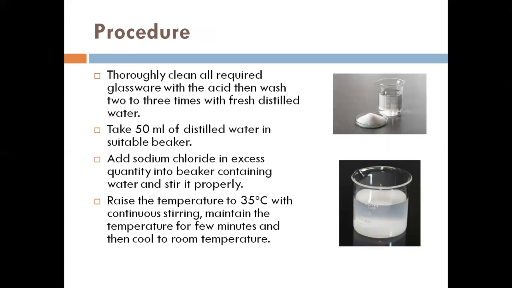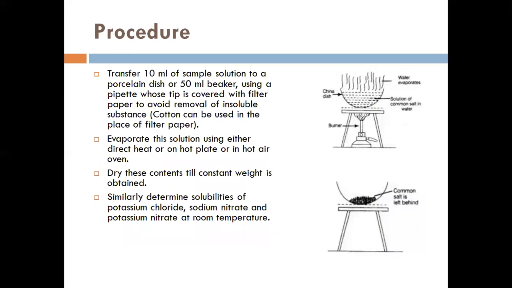Add sodium chloride in excess quantity into the beaker containing water and stir it properly. Raise the temperature to 35 degrees Celsius with continuous stirring. Maintain the temperature for a few minutes and then cool to room temperature. Transfer 10 ml of sample into a porcelain dish or 50 ml beaker using a pipette whose tip is covered with filter paper to avoid removal of insoluble substance. Cotton can be used in place of filter paper.